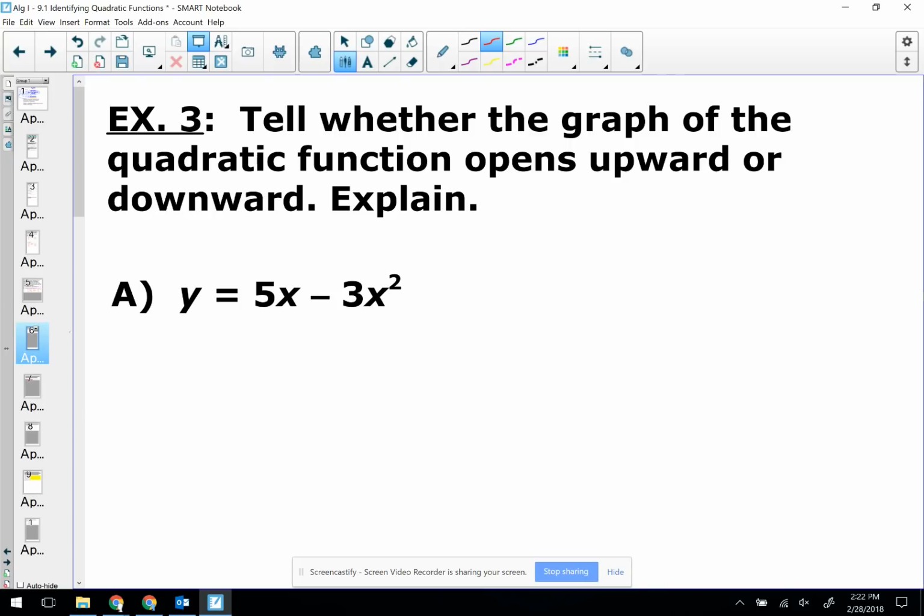So, determine whether it opens upward or downward. Now, is this in standard form? My answer is no. Here's what it looks like in standard form.